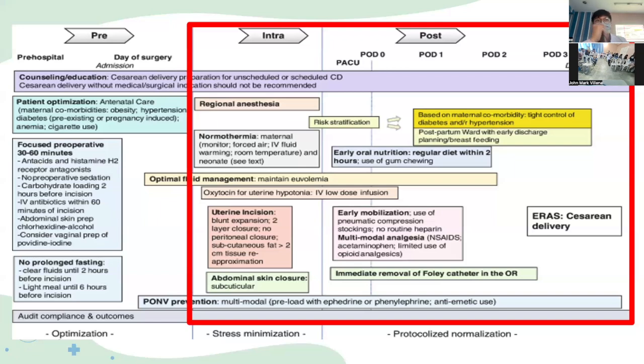Yes, yes. A combination of three po may pwede ito eh.